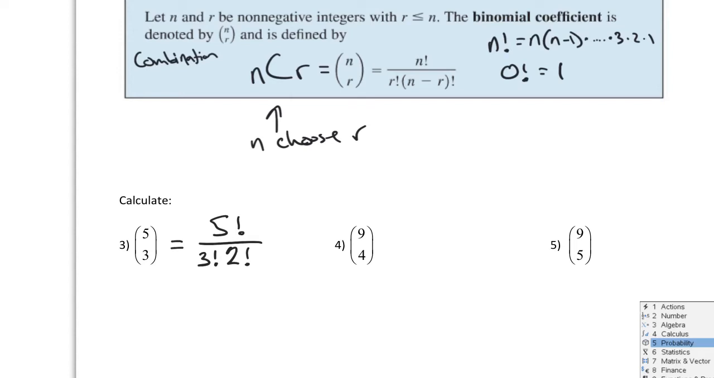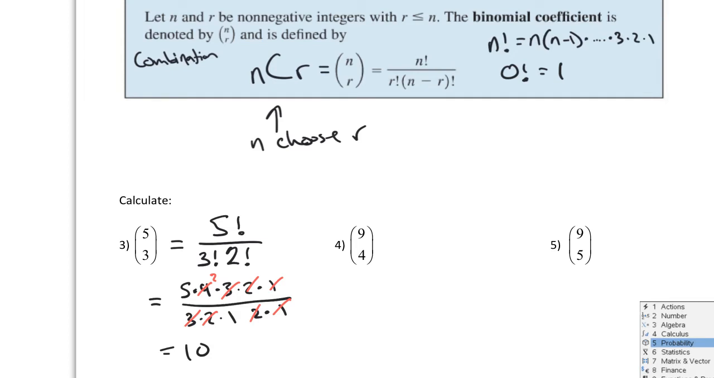These are actually kind of fun to evaluate by hand, because I know that 5 factorial is 5 times 4 times 3 times 2 times 1. 3 factorial is 3 times 2 times 1. 2 factorial is 2 times 1. And then we just go cancel crazy here. The 2's are going to cancel, the 1's cancel, and the 3's cancel. Oh, and that 4 and the 2 turn into a 2 on top. And we get 10, 5 times 2. Right?